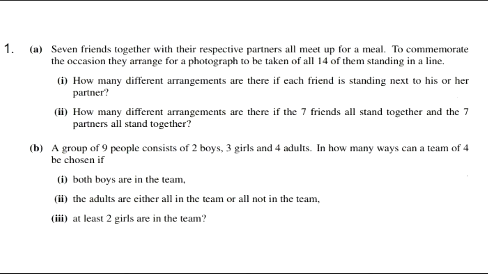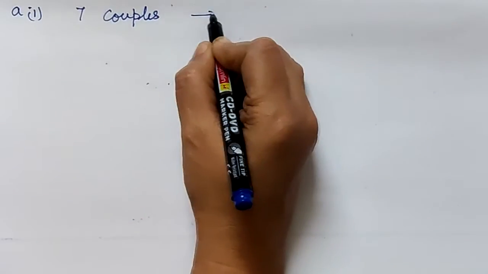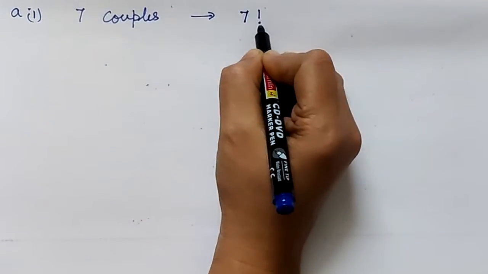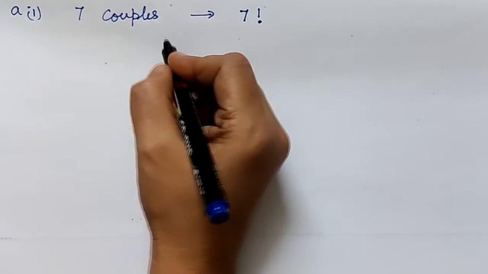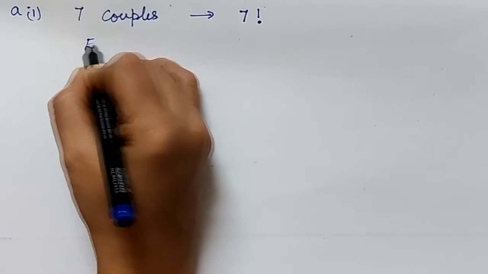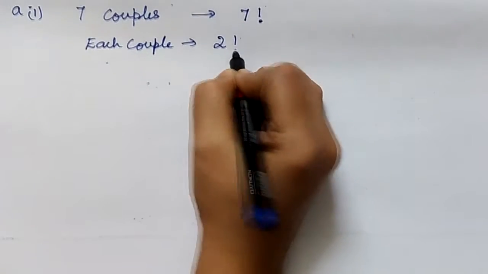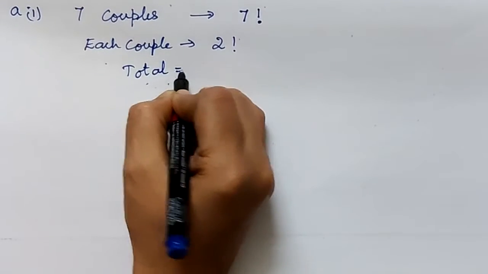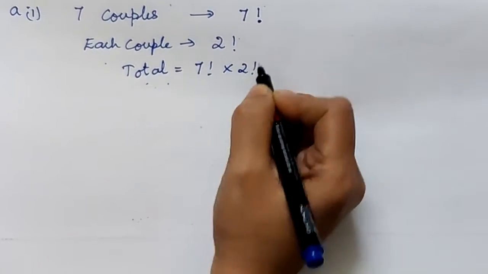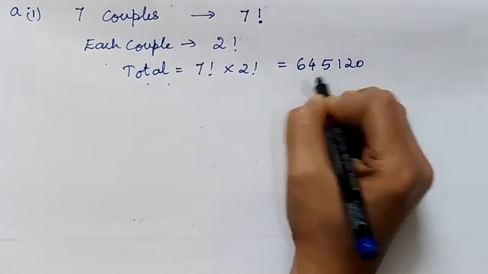We'll first finish the first part, then we'll go on to the next part. So A1, 7 couples are there. So we can arrange these 7 couples in 7 factorial ways. And then in that, the 2 partners can be interchanged among themselves. That is, each couple can interchange among themselves. So it will be 2 factorial ways. That is why the total number of arrangements for this will be equal to 7 factorial into 2 factorial. So it will be 645120.